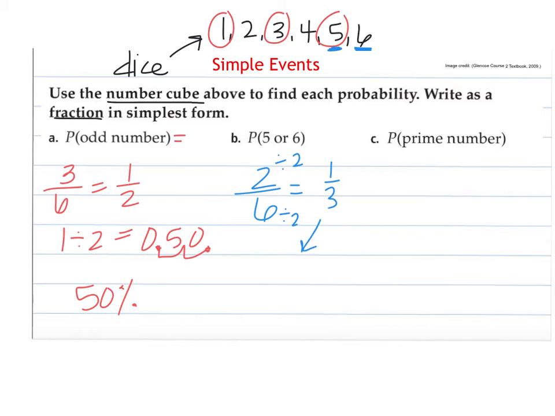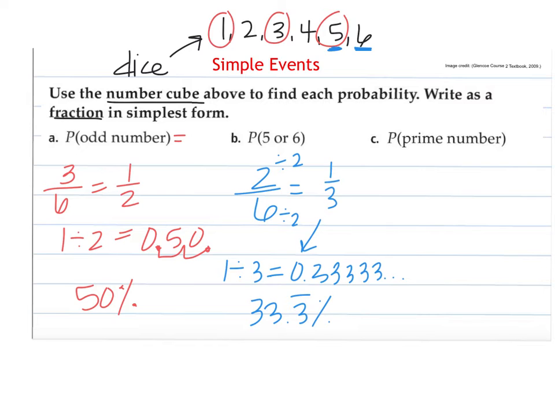If I put 1 divided by 3 into my calculator, I would get 0.33333 and so forth, so 0.3 repeating. And then as a percent, that would be 33.3%, or 33.3 repeating percent.